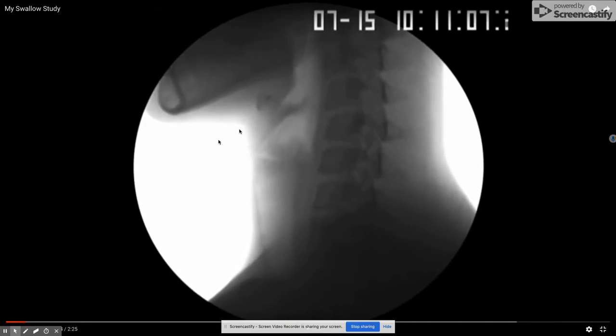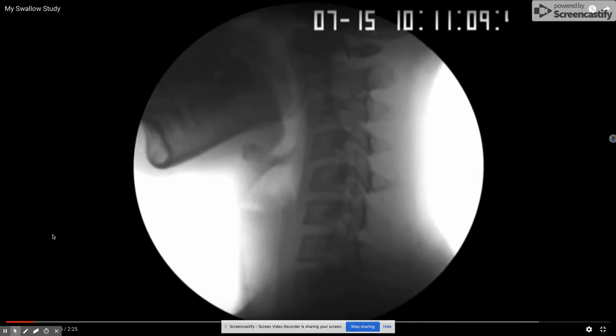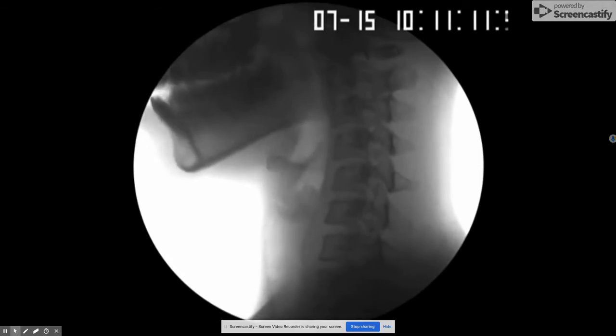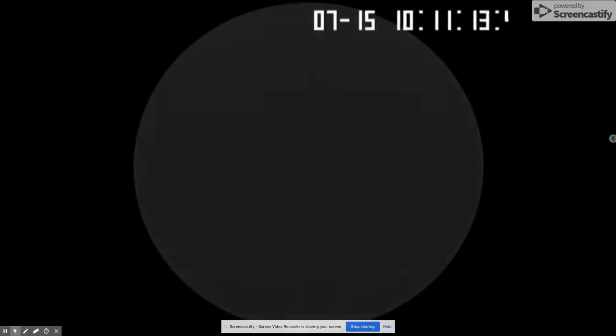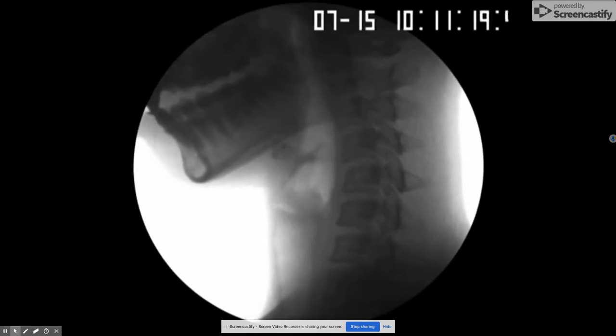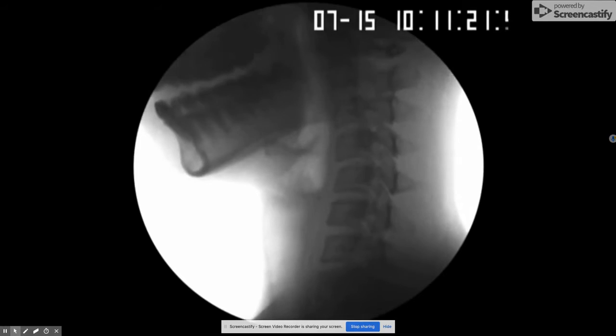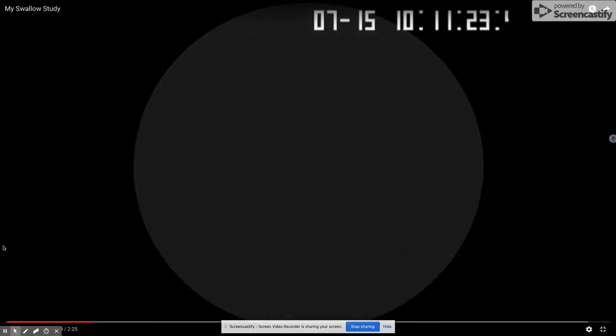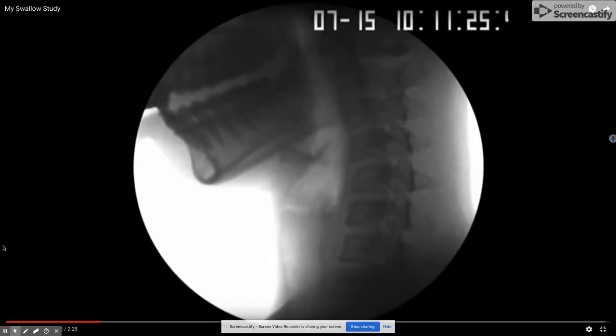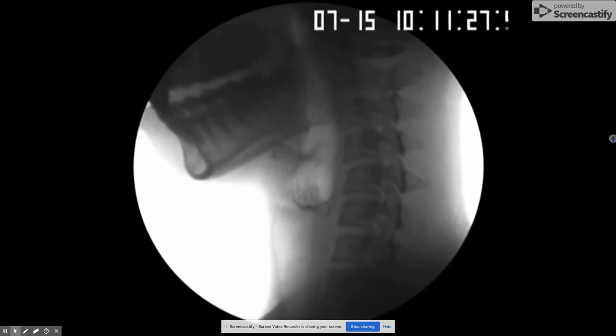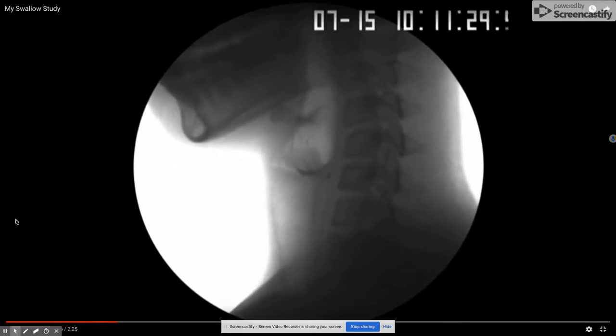Okay, I just want you to look straight ahead at the wall and say candy, candy, candy. Great. I'm going to give you the cup. This is a barium liquid. I just want you to take one sip and swallow. Now watch the epiglottis. Great. Just take a couple sips in a row like you're thirsty. Okay, that's good.